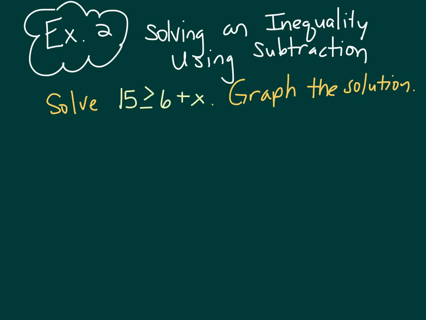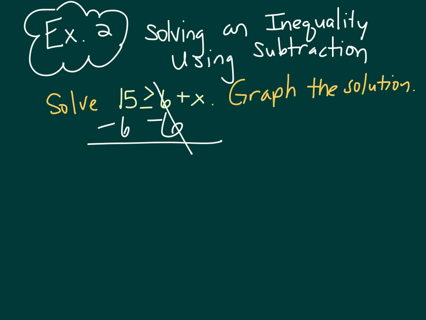For example 2, we're going to be solving inequalities using subtraction, and again, just like algebra, if we start out with addition, then we're going to have to use that inverse operation of subtraction to undo the addition to isolate or get that variable by itself. So in 15 is greater than or equal to 6 plus x, the way we're going to get rid of that 6 plus x is to subtract, and we know if we subtract by 6 on one side, we're going to have to subtract by 6 on the other side of the inequality too.